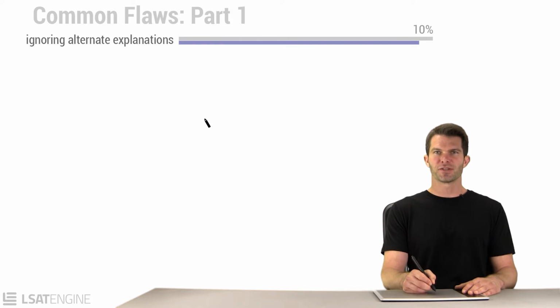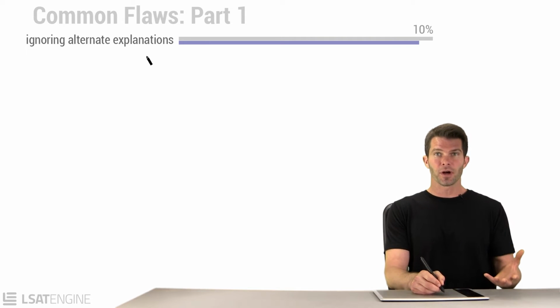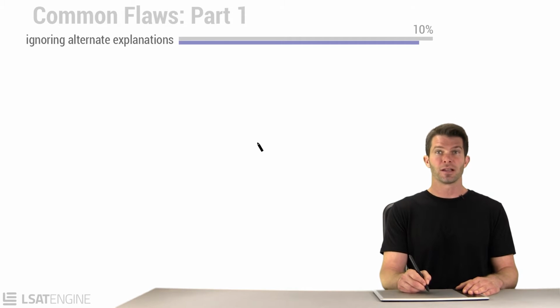Ignoring alternate explanations is a really common problem on the LSAT, and it's important to remember that explanations are like causes. So ignoring alternate explanations is like ignoring alternate causes, and both of those things are really dangerous and problematic. When you see an explanation, it's helpful to frame it as a causal argument. Let me show you an example.